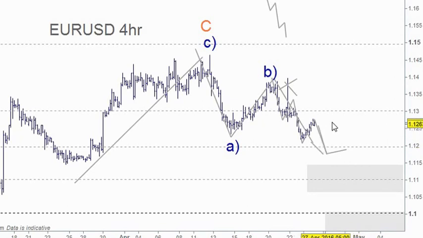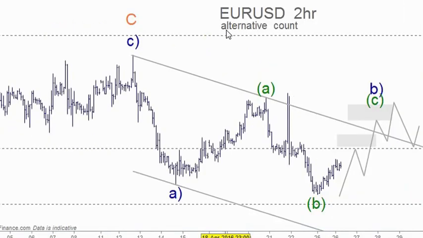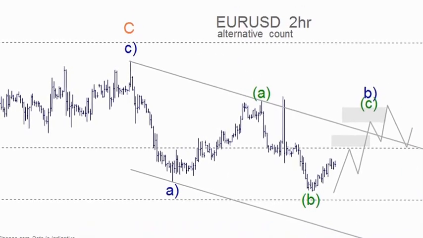So yeah, look, as it stands, it's possible that this could just be an A and a B and a C correction here, and move up from there. So this is what I want to talk about, and this is probably the trickiest one out of the markets we'll be looking at today. So I'll just see what I've done on the 2-hour chart. Okay, so this is an alternative count here as well.